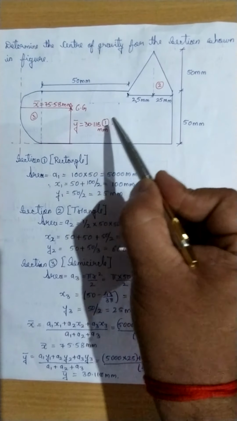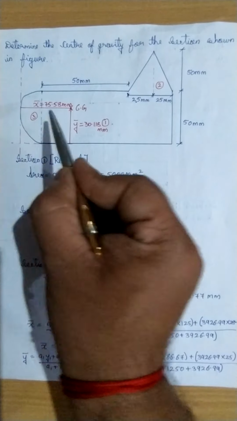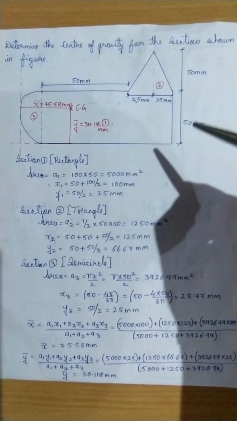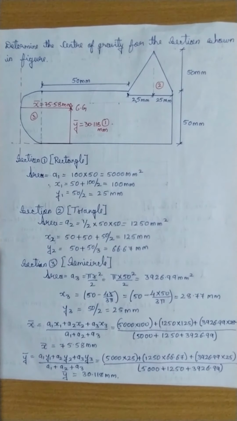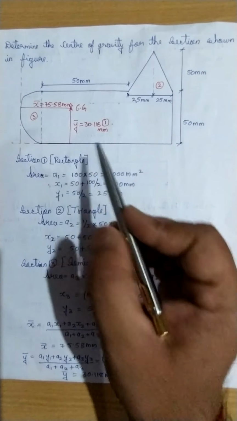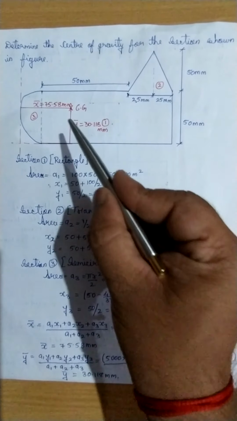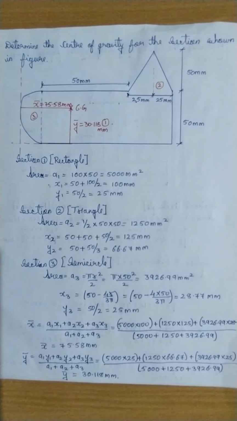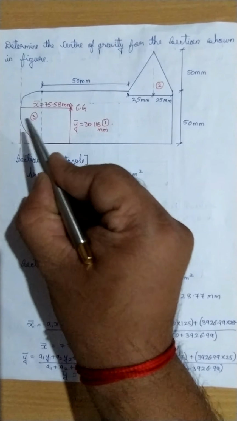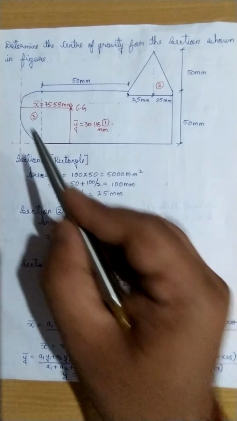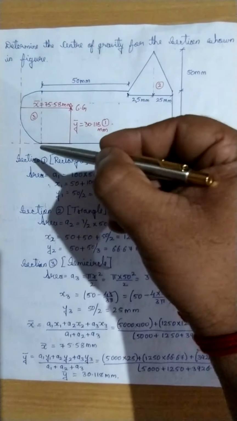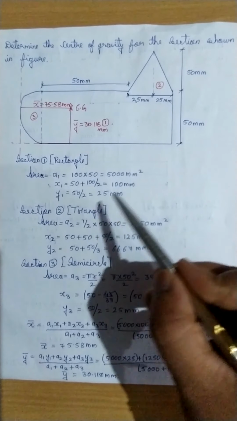Now, x1. The rectangle section will have its CG somewhere here, so x1 from this reference. This is 50 mm, which is nothing but the diameter, so taking that only as a section, it will be 50 plus 50. Here you can see 50 plus 100 divided by 2, which is 100 mm. The radius given here is 50 mm. So 50 plus 100 by 2, 100 mm, and y1 will be from here. So it will be 50 divided by 2, 25 mm.